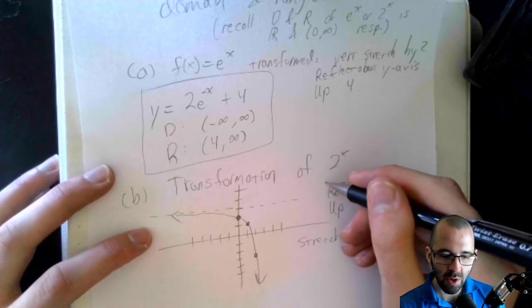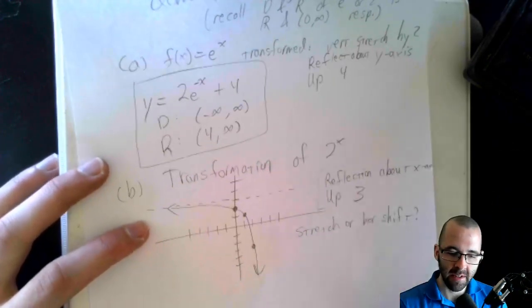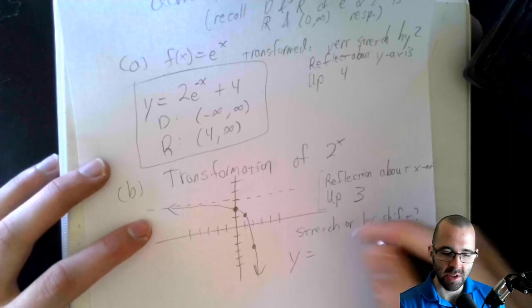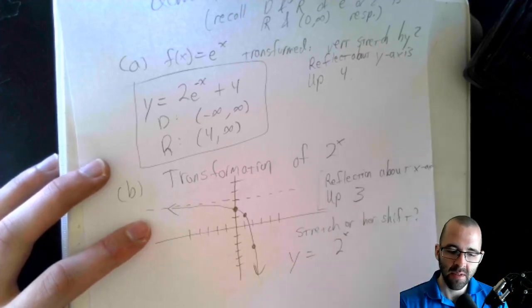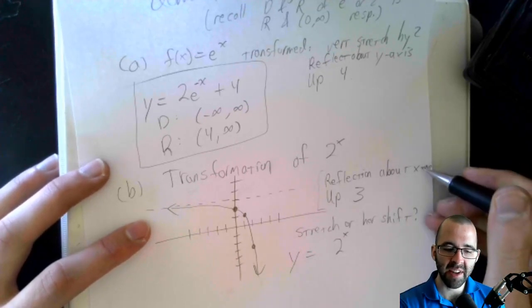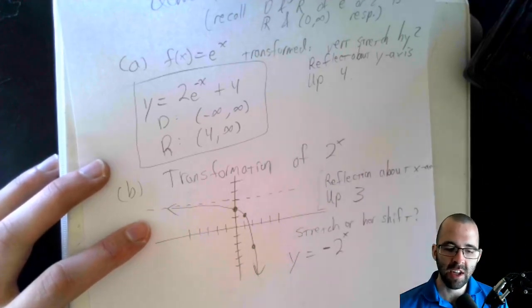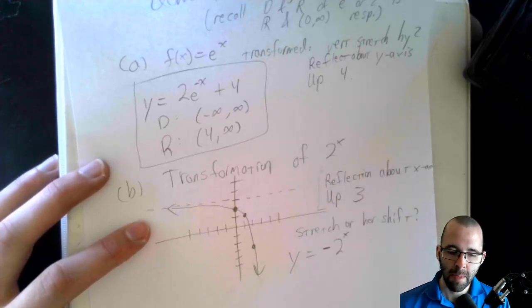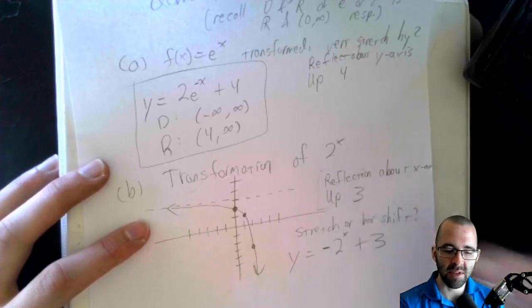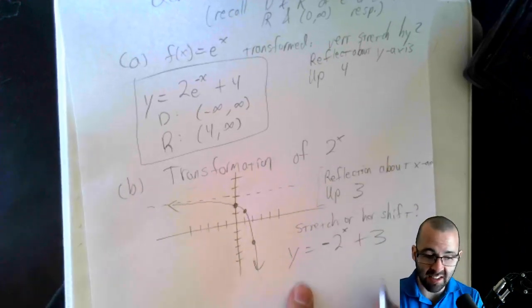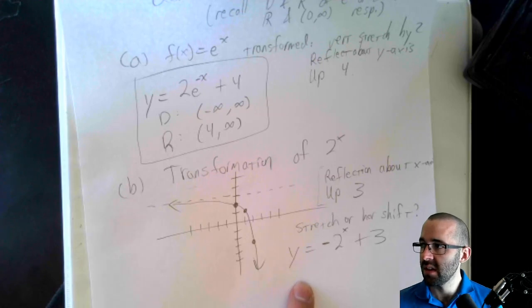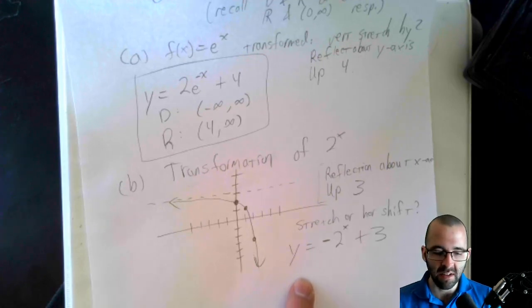So let's incorporate the information here, right? So it's 2 to the x with some changes. Reflection about the x-axis, that's upside down. It's going to be a vertical change. Vertical change means outside. Up 3, that's going to be a +3 on the outside. So I think this is the right answer. But we need to check our answer.